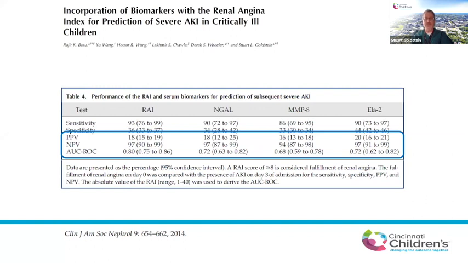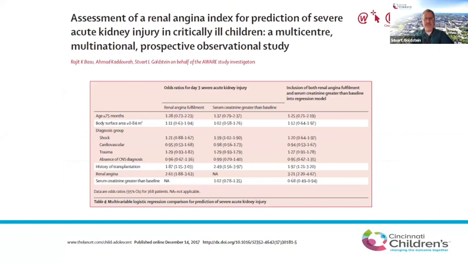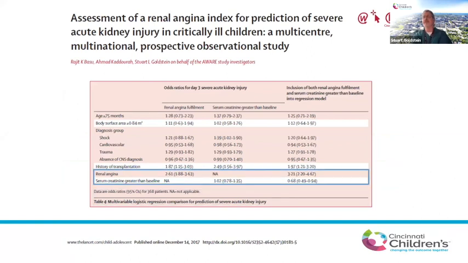We looked at this in the AWARE population, and what we found was that being renal angina positive, again with a value of 8 or greater, was better at predicting AKI than a change in creatinine itself. And so this tells us that we're incorporating a lot more than just the change in creatinine, which we know can just be from dehydration and not true AKI.